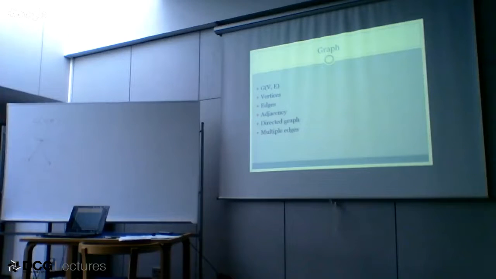The other thing is the directed graph. In an undirected graph you can say that V1 is adjacent to V2, and at the same time V2 is adjacent to V1. But if you give some direction, then V1 is adjacent to V2, but V2 is not adjacent to V1. And the third is multiple edges, because there can be more than one edge between two vertices. So you can say that between V1 and V2 there are three edges.